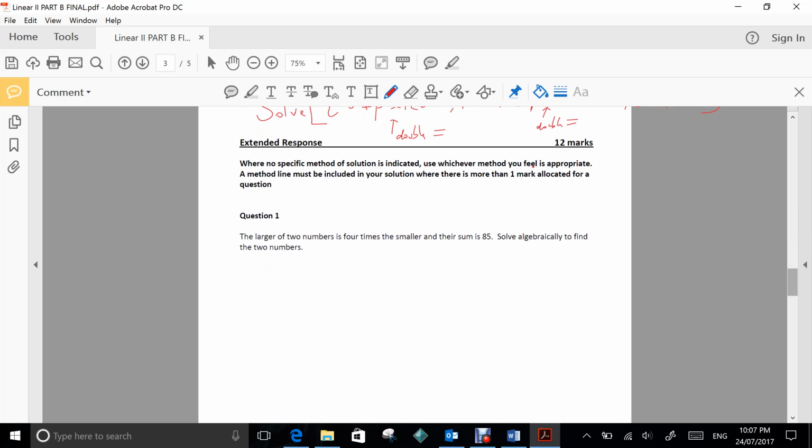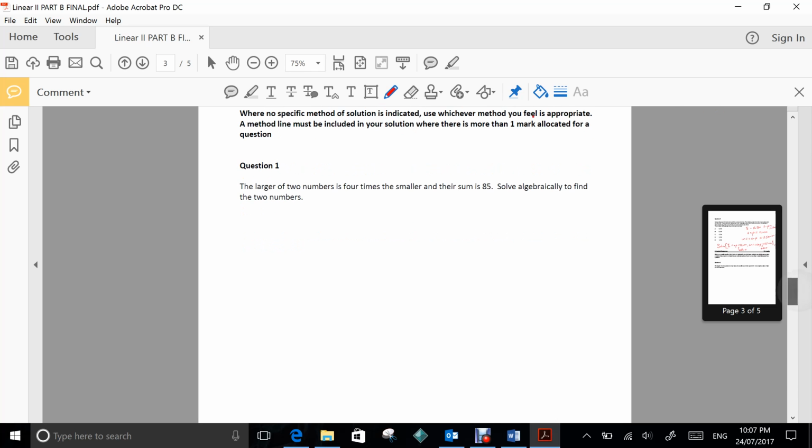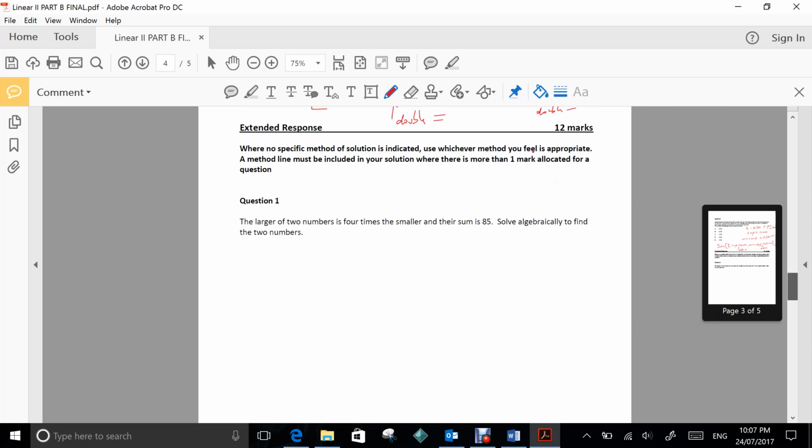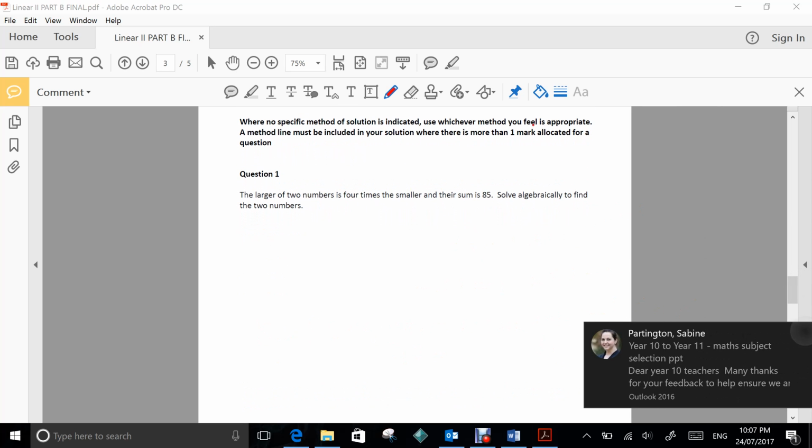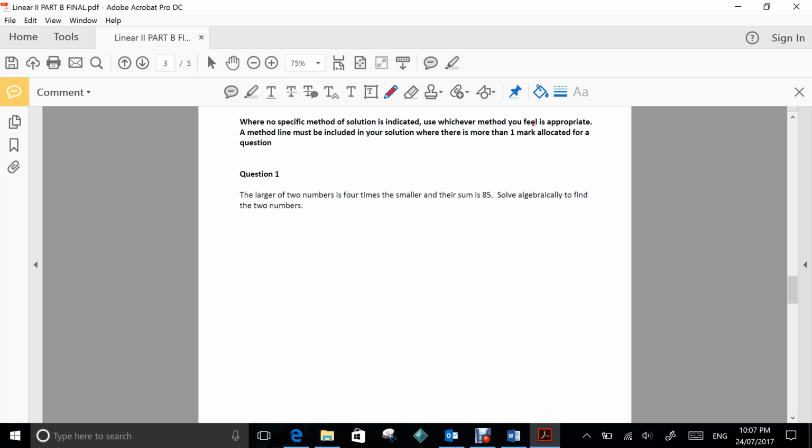Where no specific method of solution is indicated, use whichever method you feel is appropriate. So you can do substitution, elimination, however you want. Okay. The larger of two numbers is 4 times the smaller, and their sum is 85. Solve algebraically to find the two numbers. So we'll call the two numbers L and S, where L is the larger one and S is the smaller one. So the larger one is 4 times the smaller one.